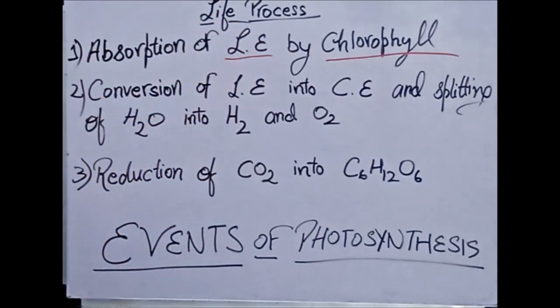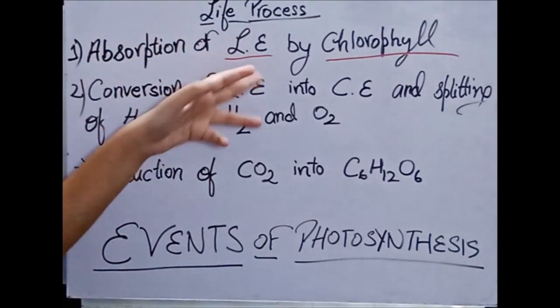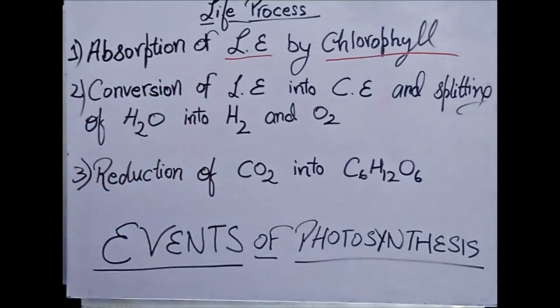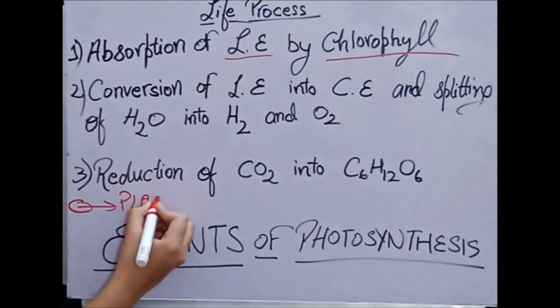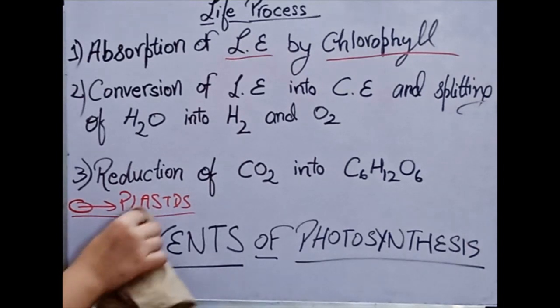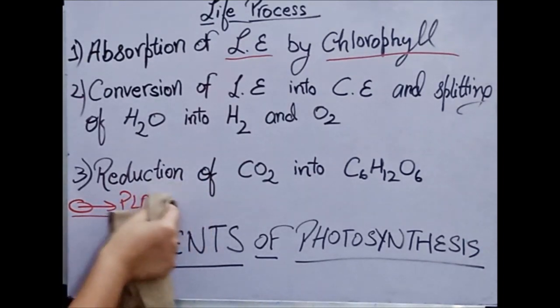Light energy, there are many forms of energy, and energy can't be created or destroyed, but it can be transferred. And light energy, if we talk about the process of photosynthesis in general, is given by your sunlight. Chlorophyll is present in your cells. In a cell, chlorophyll is present in plastids, right? Plastids are of 3 kinds: chromoplast, chloroplast and leucoplast.